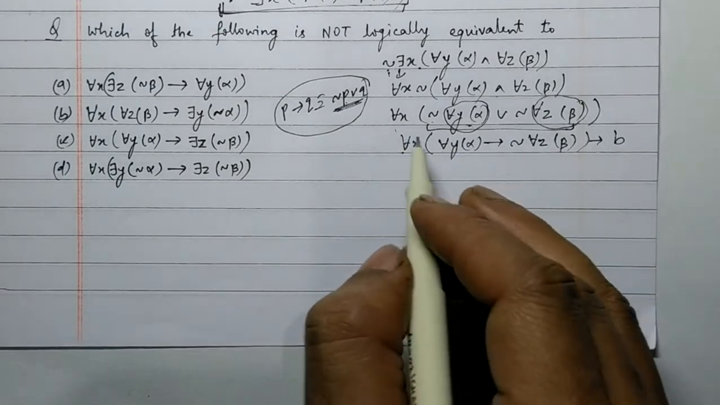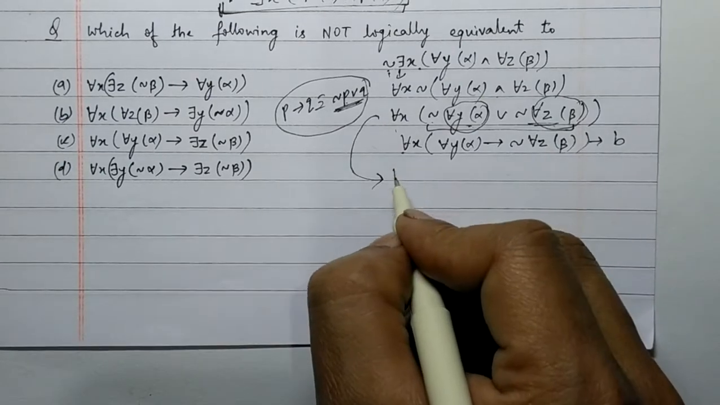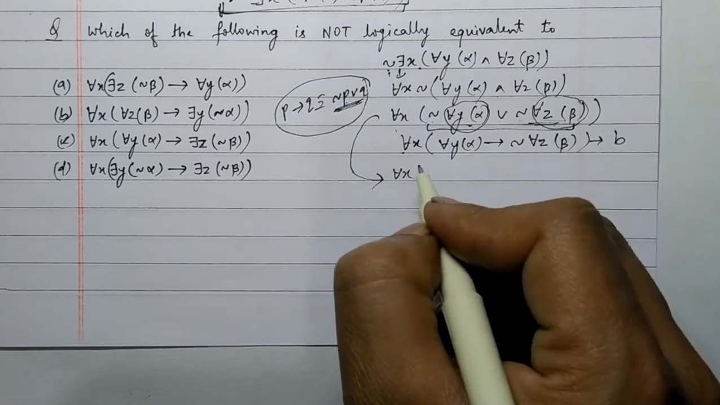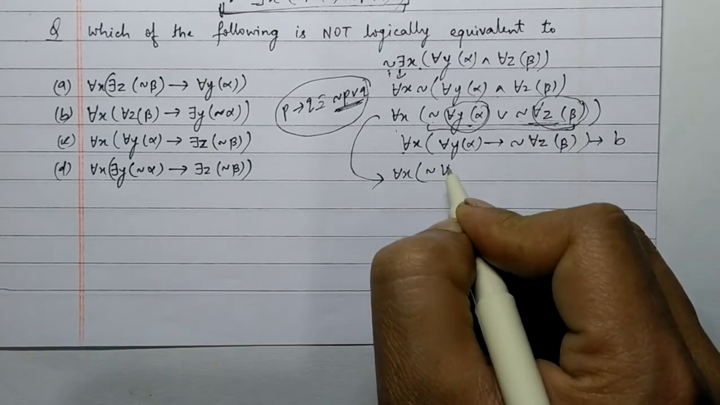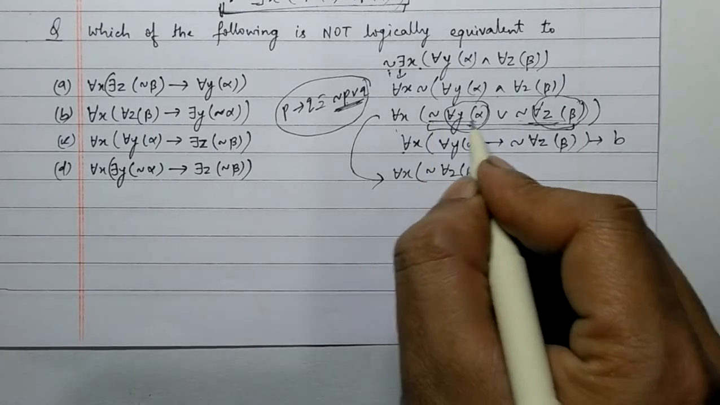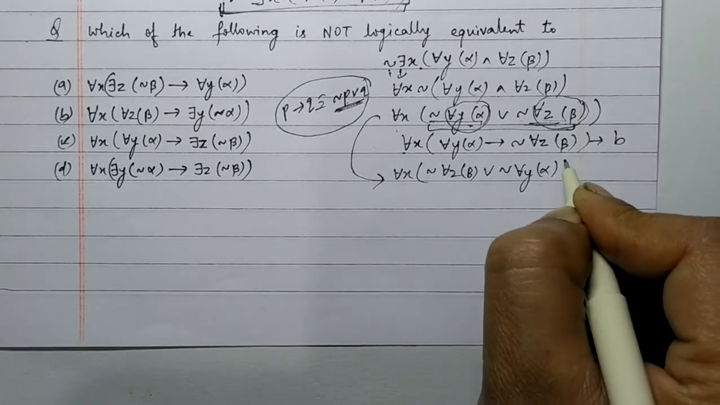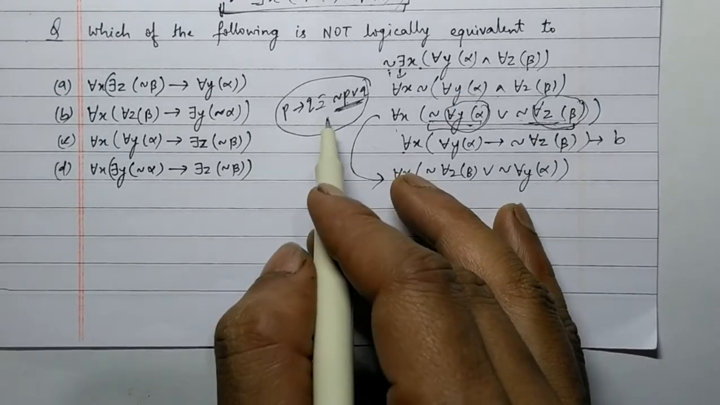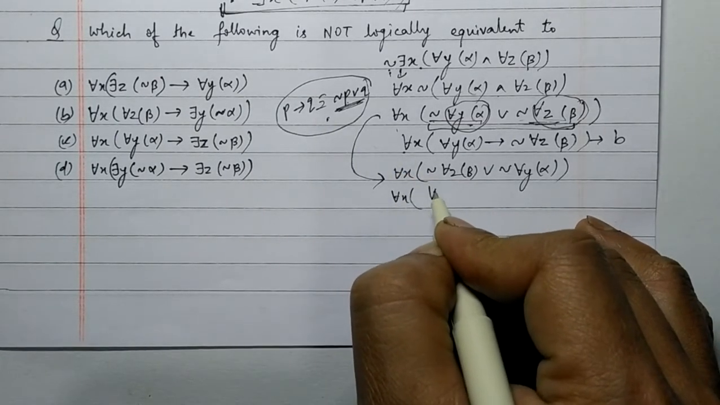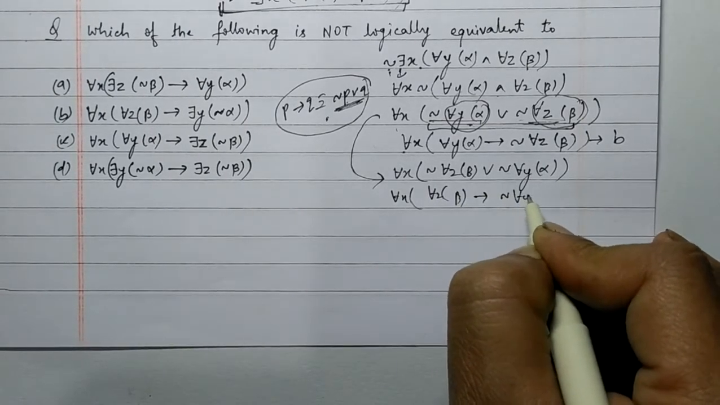Now let's see, write this statement again. Here we will write this term first, for all. Now we will write this term before, for all z beta, or, and this term will be written here, not for all y alpha. Now again using the same formula, I can write this as for all z beta implies not for all y alpha.